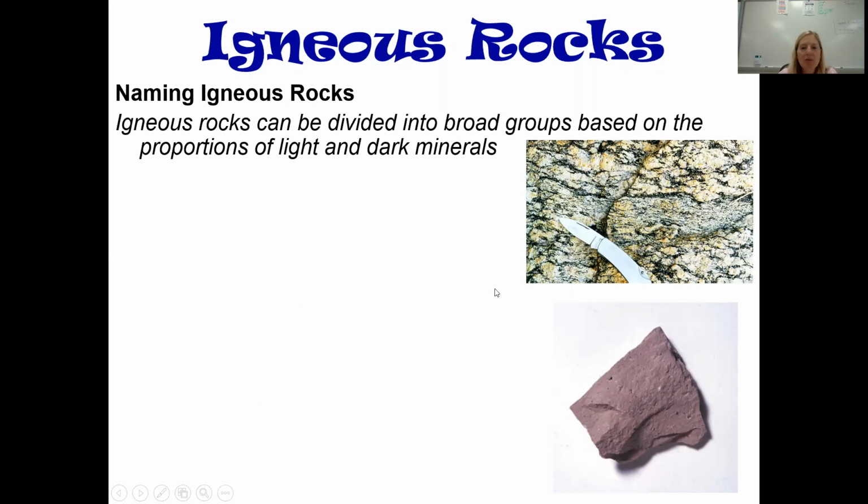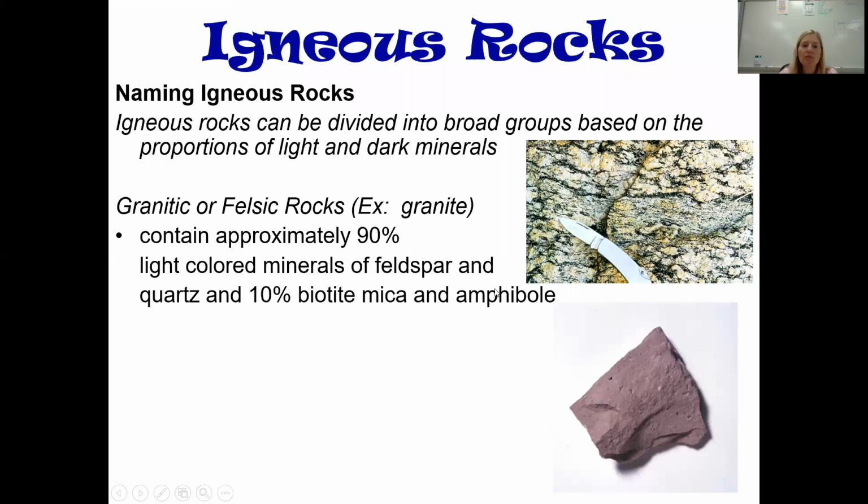When we name our igneous rocks, we name them depending on the proportion of light and dark minerals that are in that rock, or really, again, composition, what it's made of. So the first category for igneous rocks is that they can be granitic. Another way of saying granitic is saying felsic. And those are our lightest colored igneous rocks because about 90% of the rock has your light colored minerals like feldspar and quartz. Only 10% of it are those darker colored minerals like biotite and amphibole.